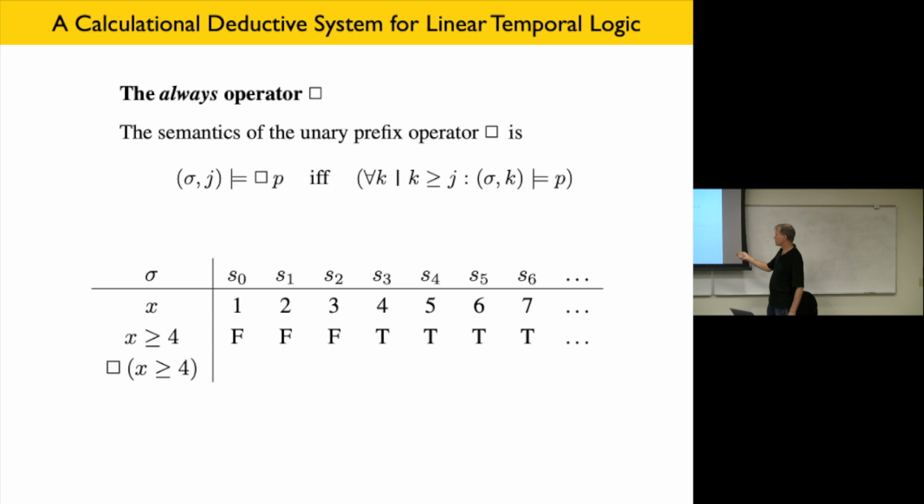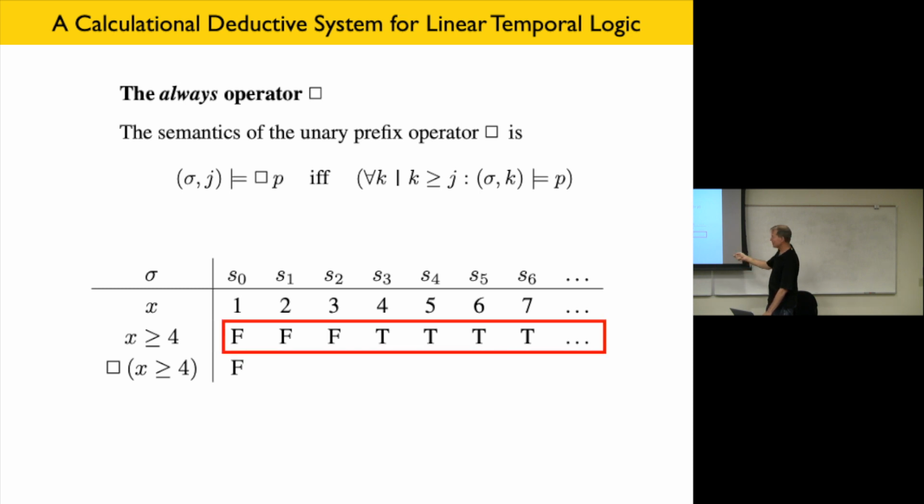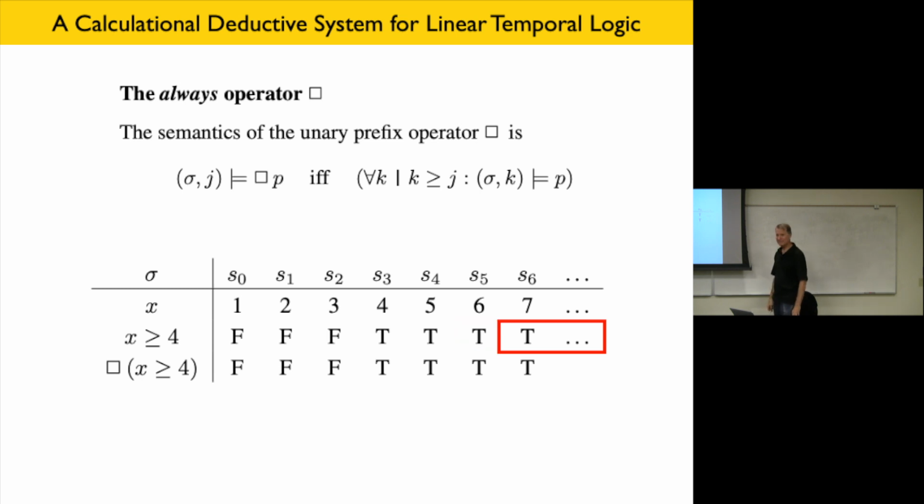So suppose X is 1, 2, 3, 4, 5, 6, 7. X is greater than or equal to 4 is false, false, false, true, true, true, true. So what do we have for always X is greater than or equal to 4? Here comes another demo. False, because of this. And what about the next state? False, because of this. False, because of this. But now at this state, it's true now and forever. True, true, true, true. Are we good?